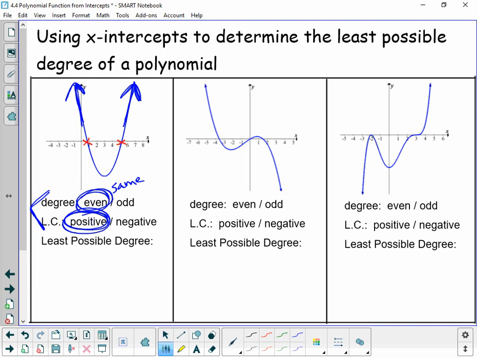We see that there are two intercepts. That means this has to be at least a degree 2 polynomial.